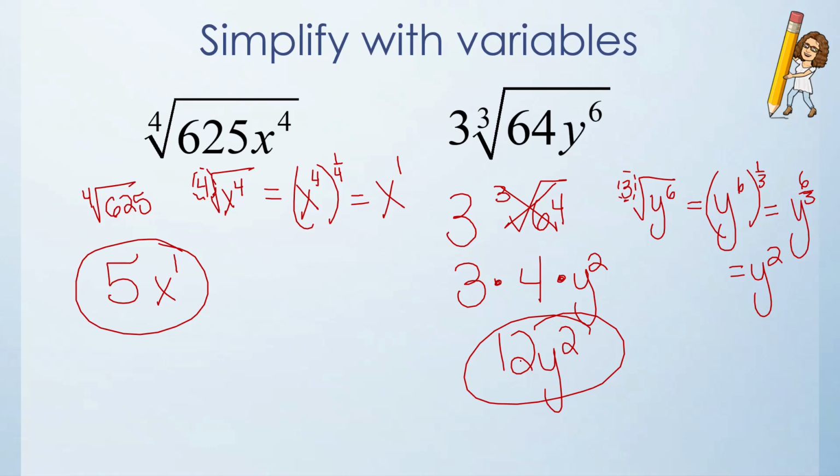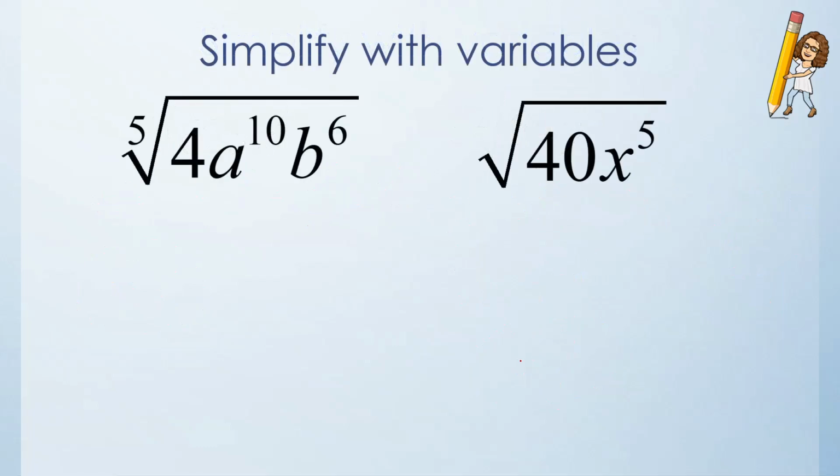Kind of confusing with the letters. That's the part that we struggle the most on. Let's try another one. Again, I'm going to break this into pieces. So 5th root of 4, 5th root of a to the 10th, 5th root of b to the 6th. 5th root of 4, he doesn't simplify. He's going to stay like that.